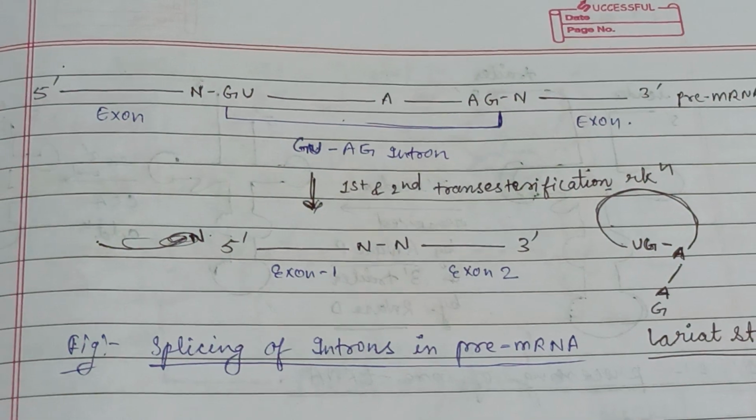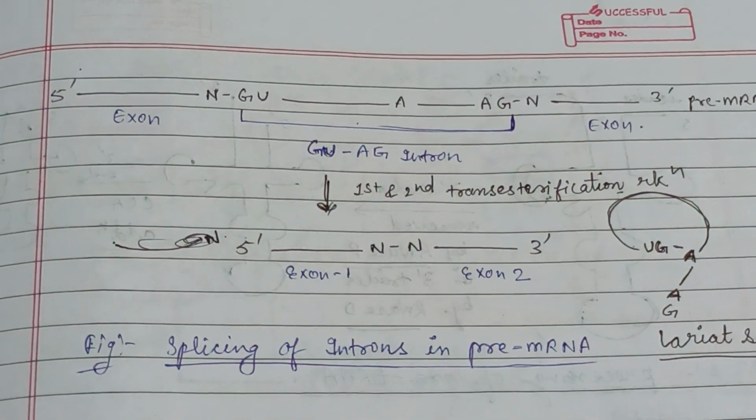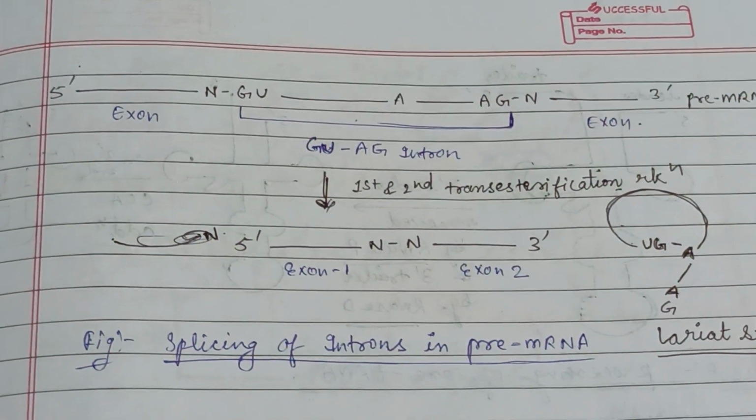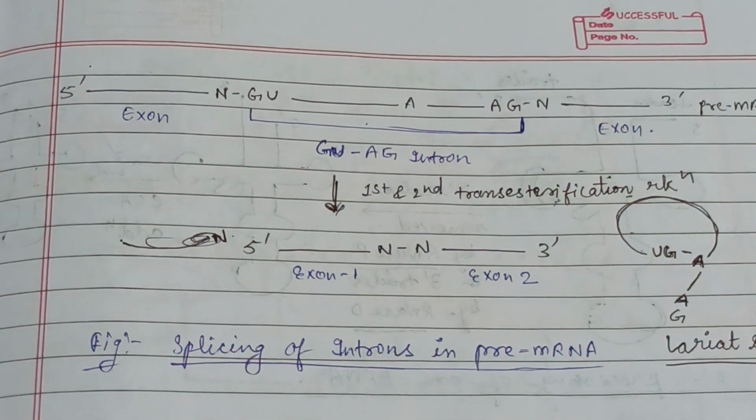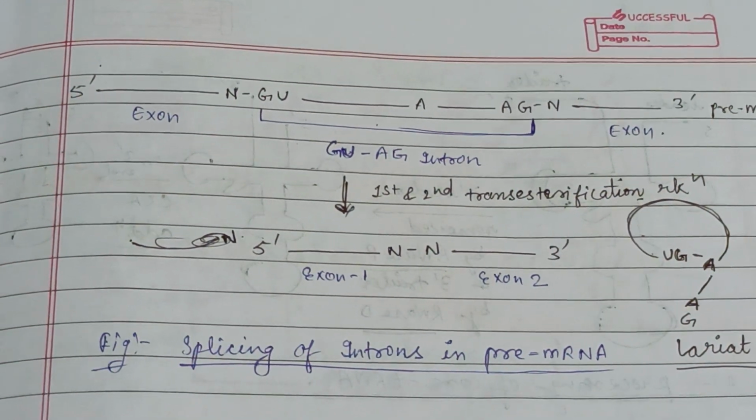So we can say that the processing of mRNA is done by 5' capping of the pre-mRNA, polyadenylation at the 3' end, and the splicing of introns. So that is all about the processing of mRNA.